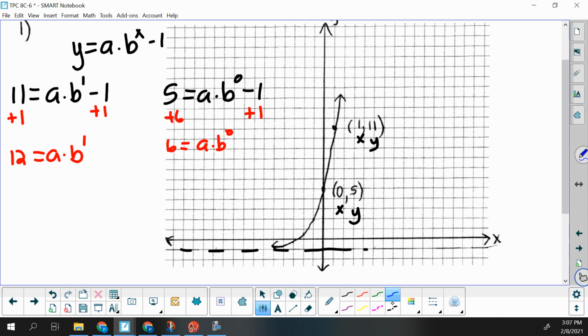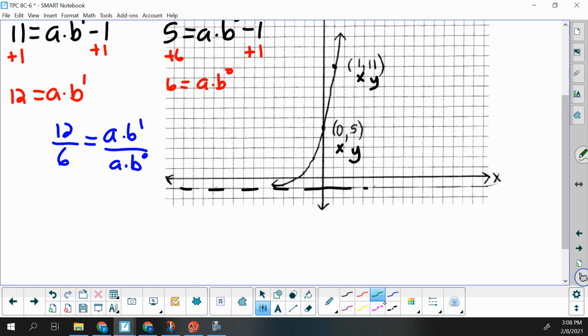Once you do that step, it's just like we did 2 classes ago. We're going to divide the equations with the bigger exponent on top. 1 is bigger than 0, so the left-hand equation on what I have written is going to go on top. We'll have 12 over 6 equals a times b to the first over a times b to the 0. When you divide, 12 divided by 6 is 2. The a's divide out, and when you subtract your exponents, 1 minus 0 is just 1, so we just get that b is 2.